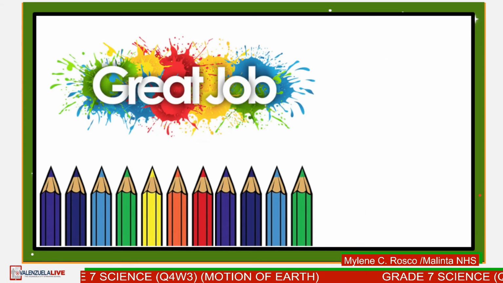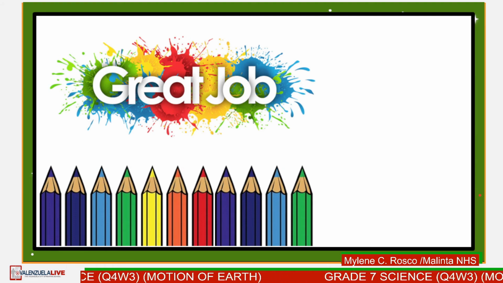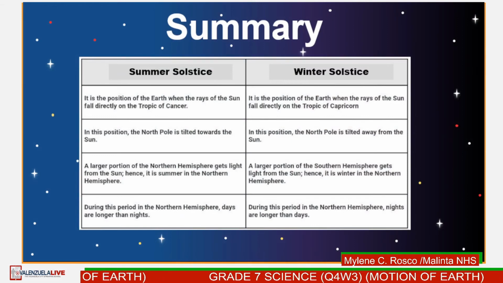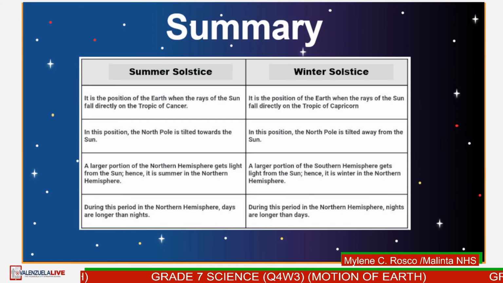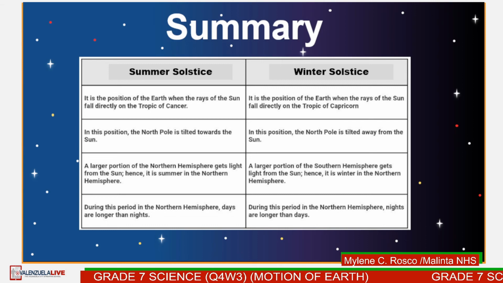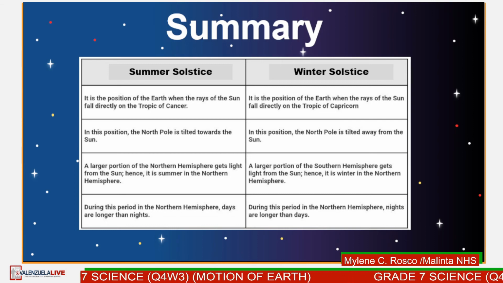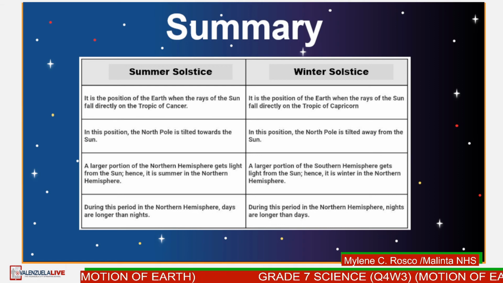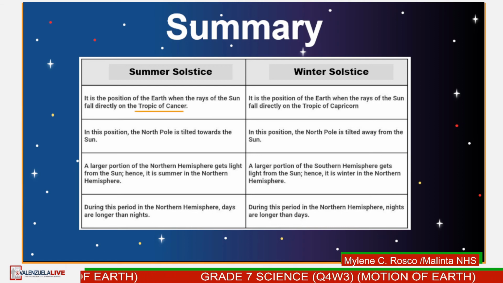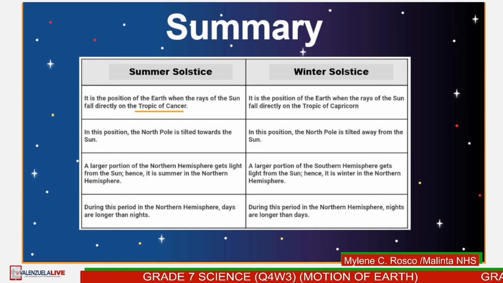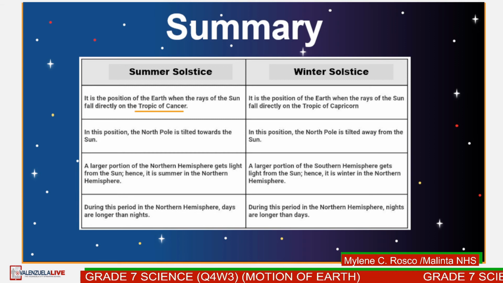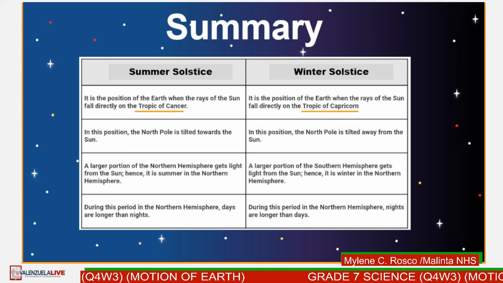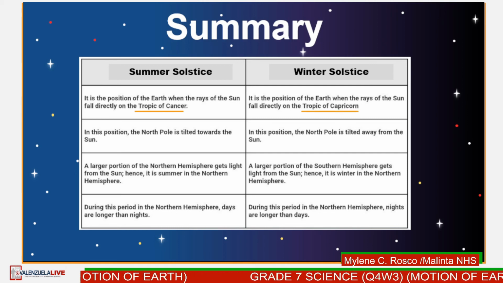Great job, learners! Thank you for participating. Now, to summarize our lesson for today, remember that summer solstice is the position of the Earth when the rays of the sun fall directly on the Tropic of Cancer, while winter solstice is the position of the Earth when the rays of the sun fall directly on the Tropic of Capricorn.